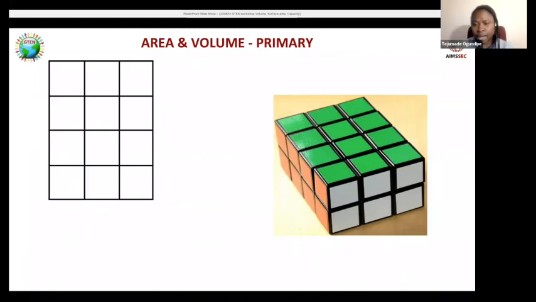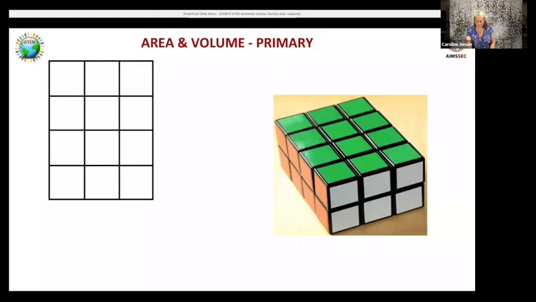Okay, so now we are moving to the primary. And okay, so we want to look at area and volume. So in this case, you have to use square paper and cubes. I want to ask your learners questions. So what sort of question do you want to ask? How many squares? You want to know how many cubes?